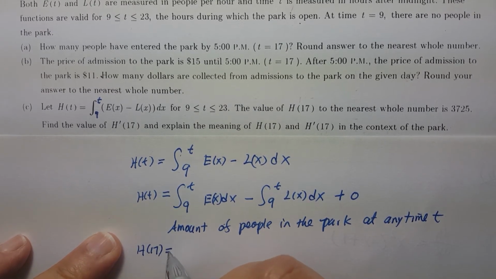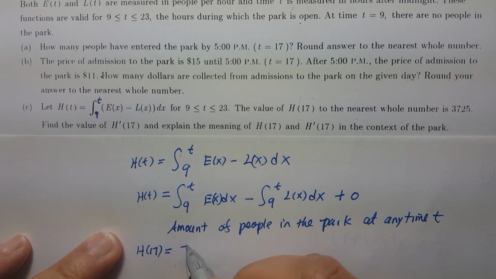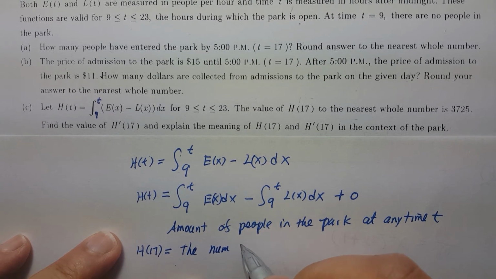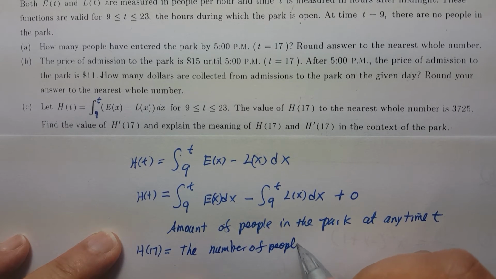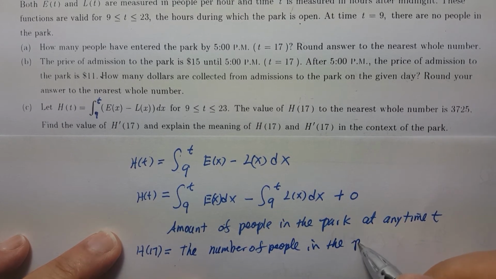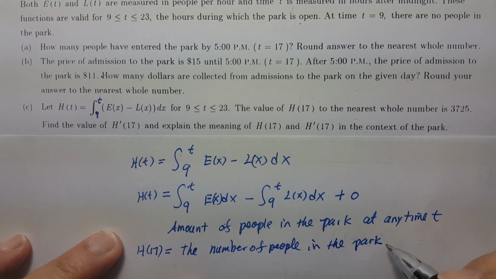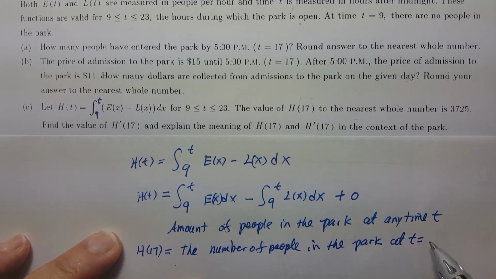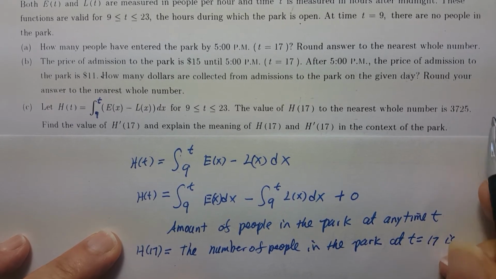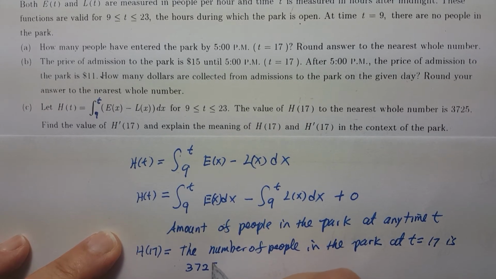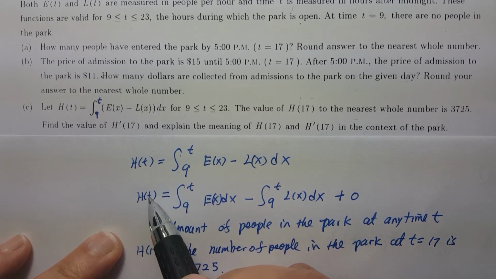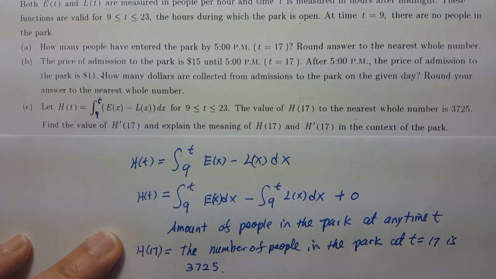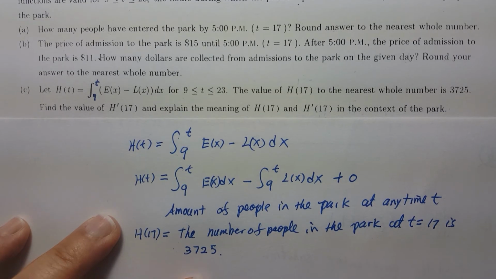So h of 17 basically means the number of people in the park at t equal to 17 is 3,725. So now we finish explaining the h of 17.